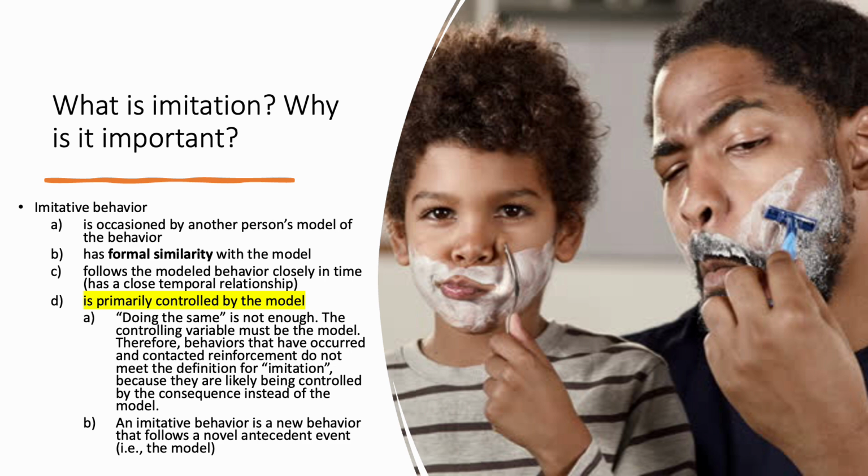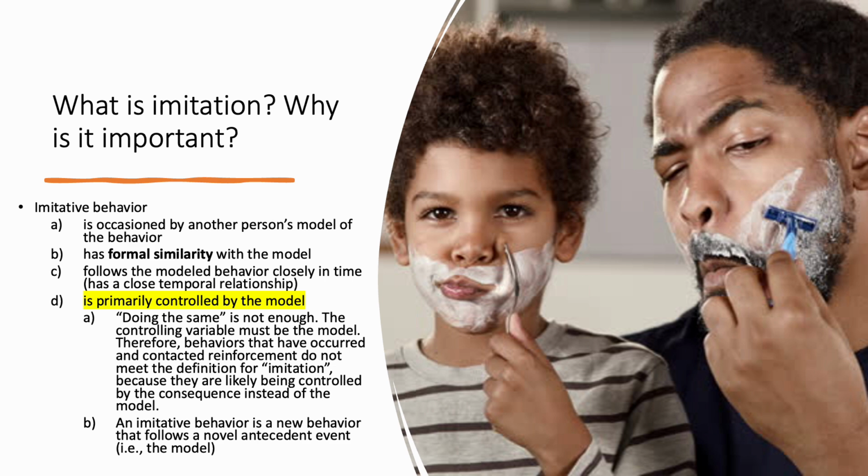So the final set of criteria that needs to be met in order for a behavior to qualify as imitative behavior is that the behavior must be controlled by the model, meaning that the model is what is evoking the response from the individual. So what this means is that simply doing the same thing as another person is not enough for that behavior to qualify as an imitative response, okay? The controlling behavior has to be the model, which means that behavior that has already come into contact with reinforcement does not qualify as imitative behavior.